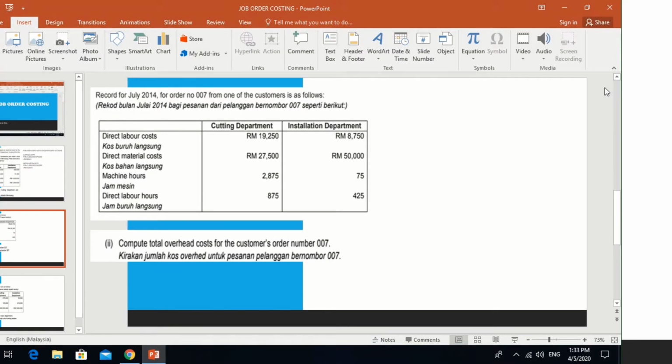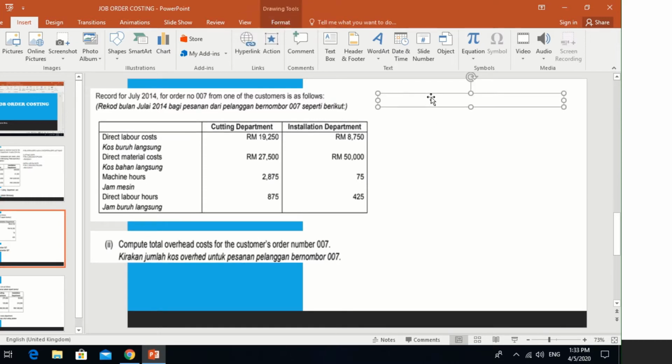Next, record for July 2014 for order number 007 from one of the customers is as follows. Maksudnya pada bulan Julai ada satu order yang bernombor 007 daripada customer dan maklumat tentang actual information adalah seperti di dalam jadual. We are required to compute total overhead cost for the customer's order number 007. So sebelum kita nak cari total overhead cost, kita kena cari dahulu applied overhead cost untuk setiap department. Then only kita tambahkan kedua-dua overhead cost bagi setiap department tadi untuk dapatkan total overhead cost.